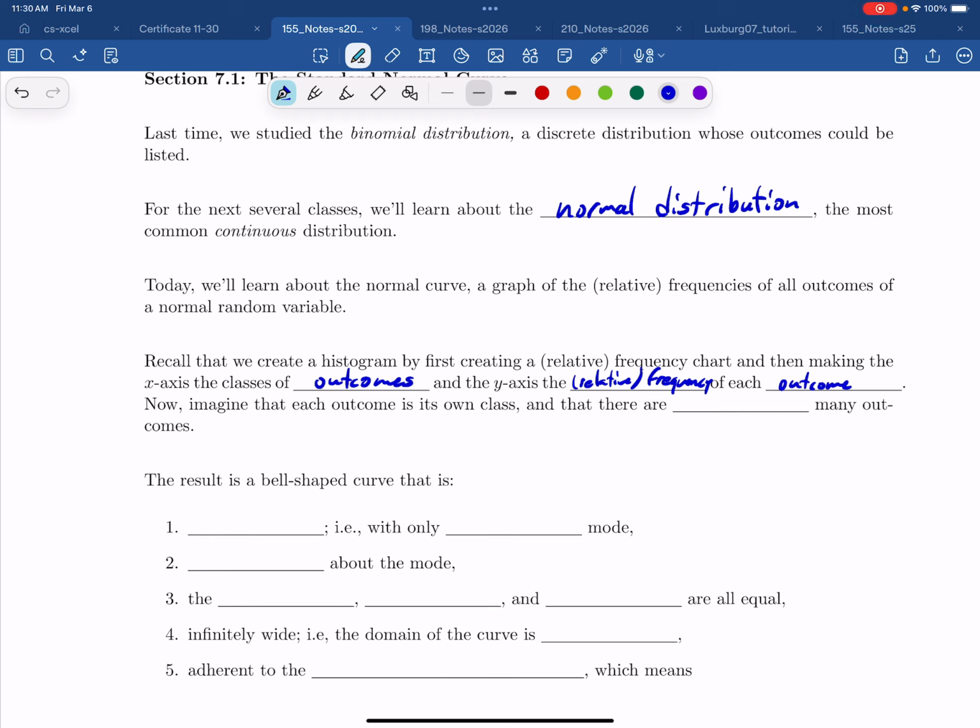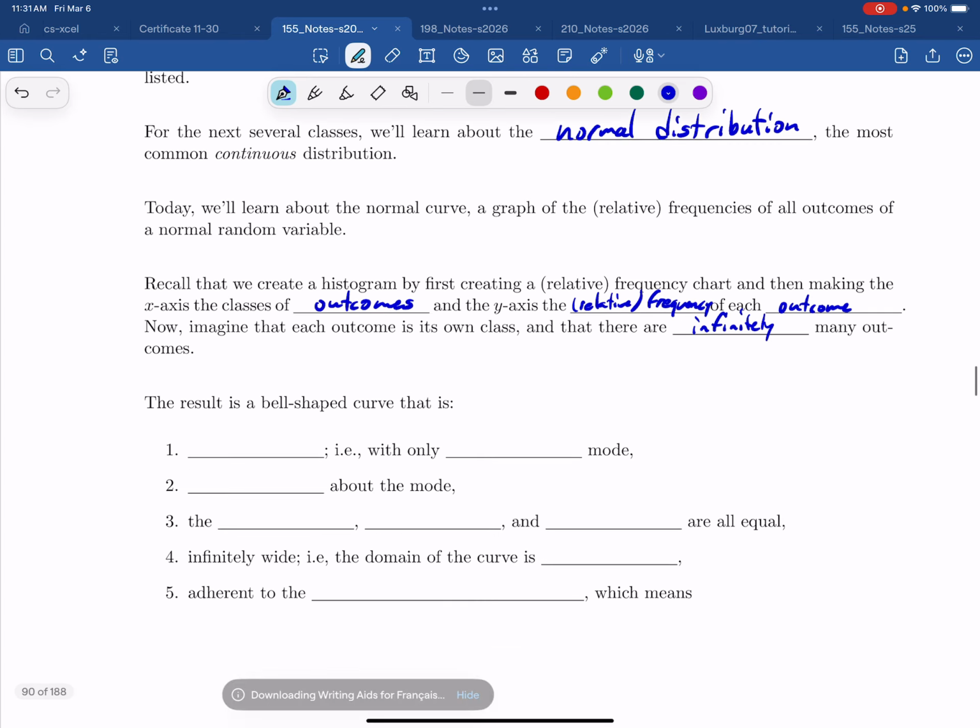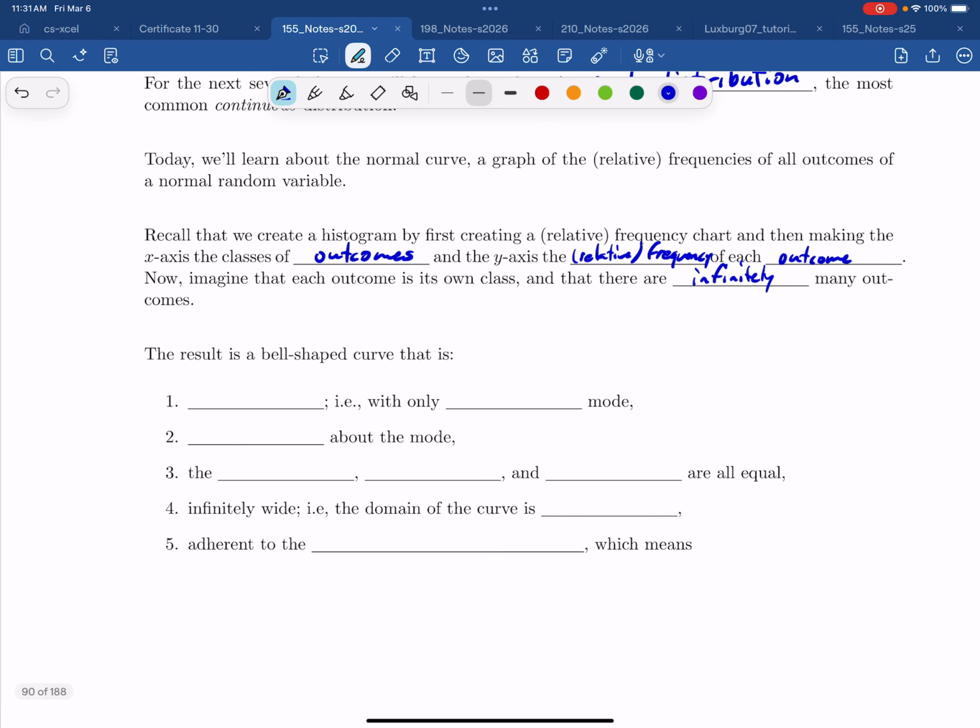Well, imagine that for the real numbers, where every single possible real number has its own infinitely thin bar. It's not discrete, it's continuous, and so we wouldn't draw a ton of thin little bars like this. We would just draw a continuous curve like that, because there are infinitely many outcomes that can't even be listed. The real numbers are actually uncountable. So anyway, the result is a bell-shaped curve, which looks like this, and it has the following properties.